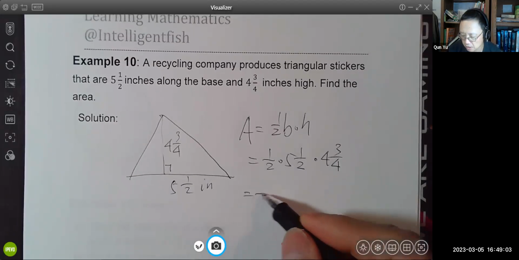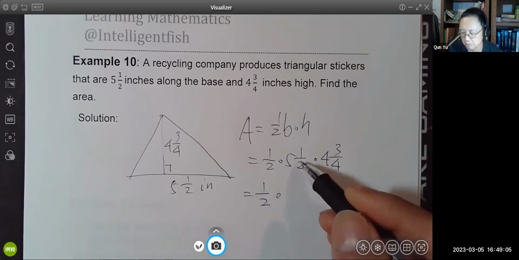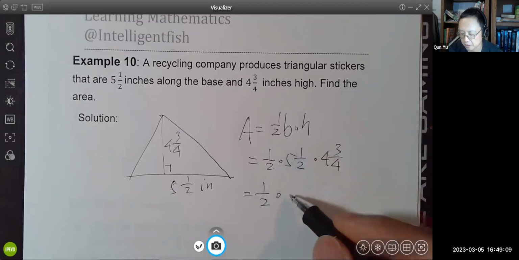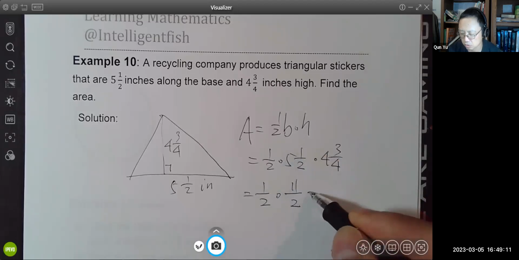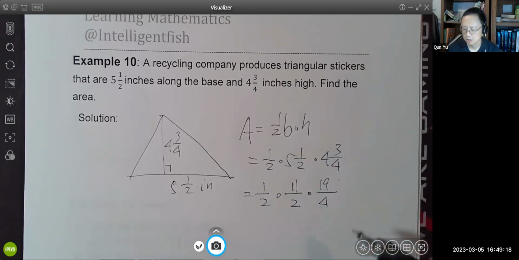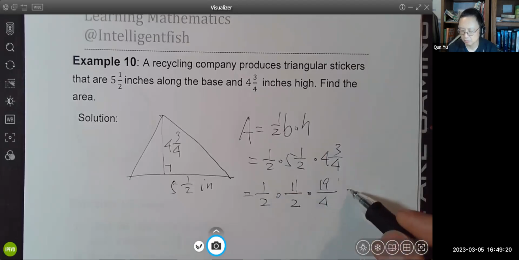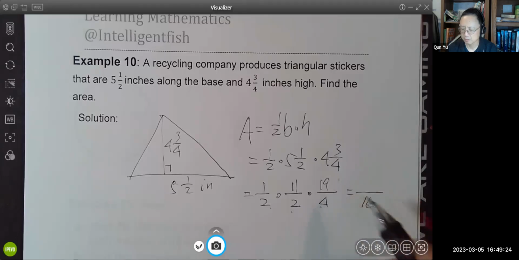Let's do that. Half, we convert mixed numbers into improper fractions, and multiply the height. So 11/2 times 19/4. Now apparently nothing can be cancelled. Multiply them together. This is 4 times 4, 16. 11 times 19 is 209. Let's double check.